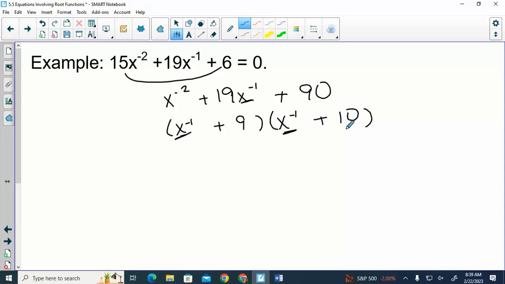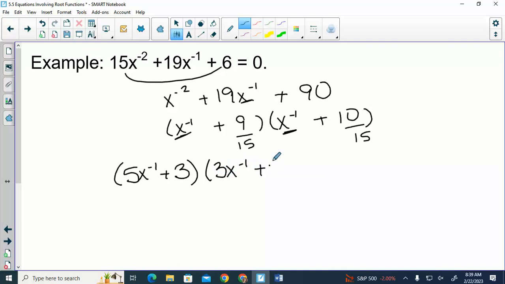Alright, then we need to, okay, 9 over 15 reduces to 3 over 5. So it's 5x to the negative 1 plus 3. 10 over 15 is 2/3. So 3x to the negative 1 plus 2.